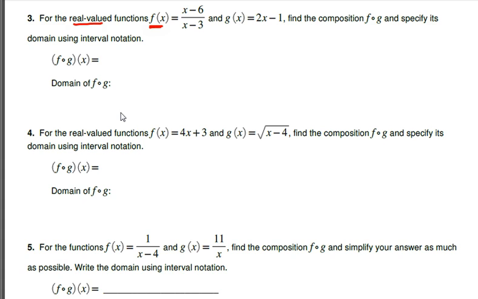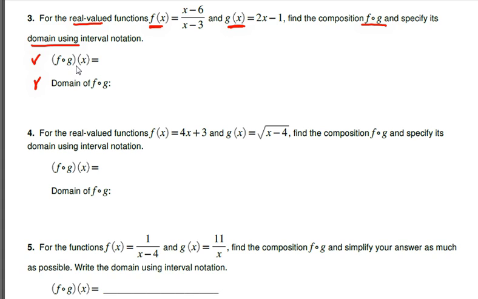All right, so there's your mapping diagrams. Those are, maybe you could say, the easy ones. I like them because they're visual. This next problem says for the real valued function f of x equals x minus 6 over x minus 3 and g of x equals 2x minus 1, find the composition f composed of g and specify its domain using interval notation. All right, so this is where we're going to put our answers.